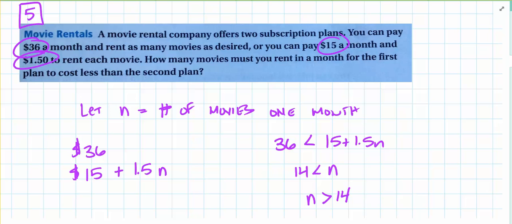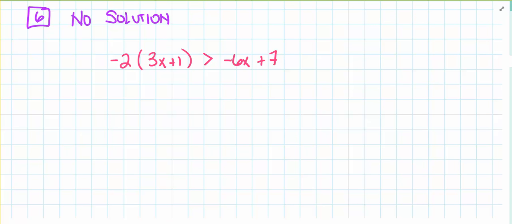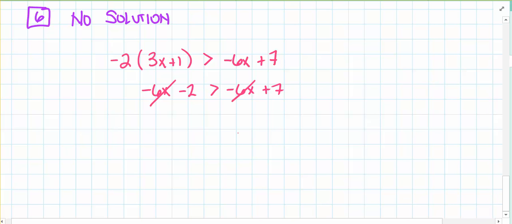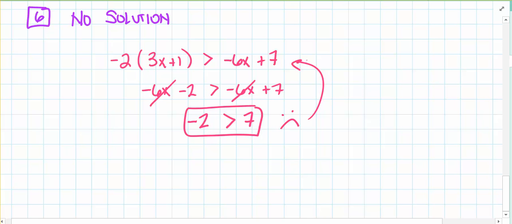Sometimes when solving inequalities, they have no solution, just like this one over here. So check this out. If I use the distributive property, I'd get negative 6x minus 2 greater than negative 6x plus 7. Notice the negative 6x is balanced on each side, so that leaves me with negative 2 is greater than 7. Is this ever true? No. So sometimes our inequalities have no solution. Whenever that happens, that's what you'd get.